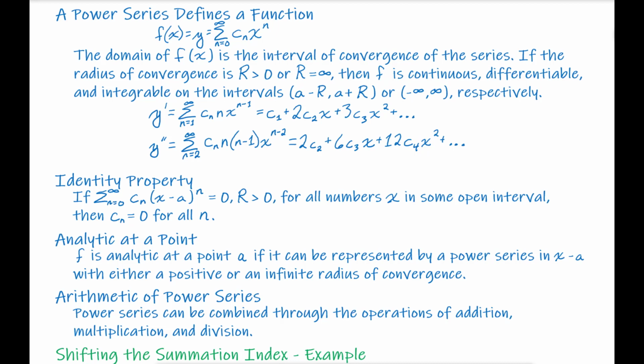So now that we have our power series function and we know something about its derivatives, we're going to talk about an identity property for a minute. So if we have a power series given there, our standard form, and it equals 0, when the radius of convergence is greater than 0 for all numbers x in some open interval, then that means that c sub n must equal 0 for all n.